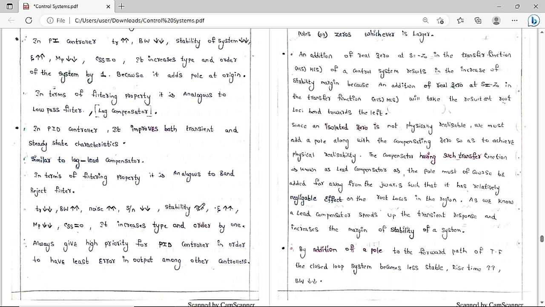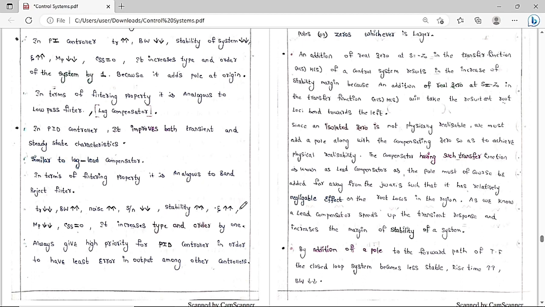Stability is going to improve. Why is it like this? Because here you can see there is a D term. A differentiator means s terms, or j-omega terms, are added. So because of this, stability is going to increase.